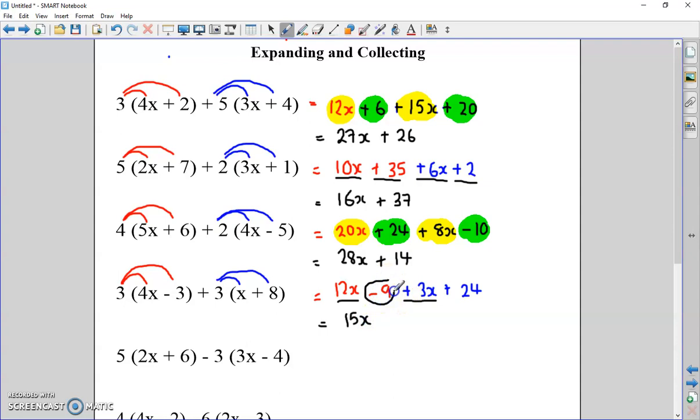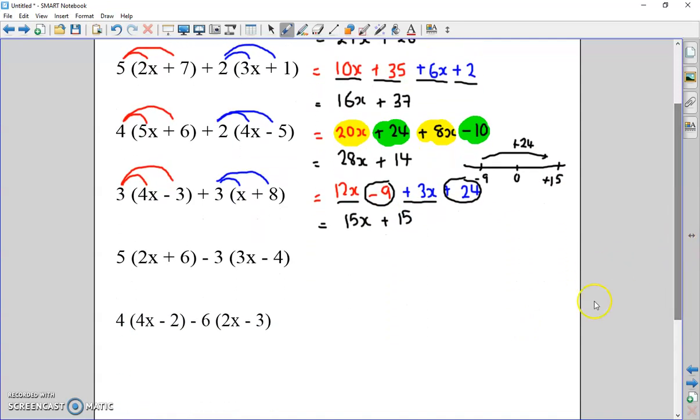Careful here, minus 9, add 24. Make a little number line. There's minus 9, there's 0. We are adding 24. And if you start at minus 9 and add 24, you get 15. And because we went past 0, it's plus 15. Just down a little bit. Really hard these last couple.